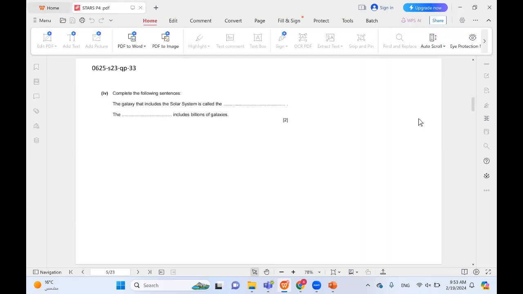Complete the following sentences. The galaxy that includes the solar system is called the Milky Way, and the universe includes billions of galaxies. Of course, you have to know that the solar system is in the Milky Way galaxy, and that there are other galaxies constituting what we call the universe.